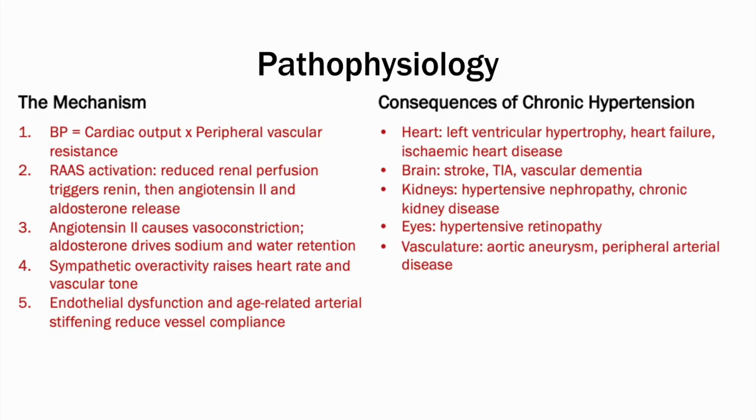To understand why the drug classes work the way they do, you need to understand the underlying physiology as much as possible. Blood pressure is simply cardiac output multiplied by peripheral vascular resistance, so anything that increases either of those raises your blood pressure. The renin-angiotensin-aldosterone system, or the RAAS, sits at the center of all of this.